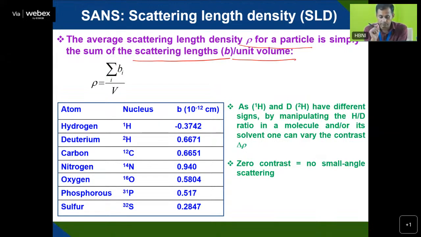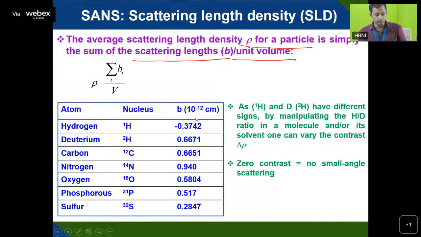So for a particular unit volume, how much neutron beam is scattering is expressed as the summation of b_i divided by V, which gives you the scattering length density, called SLD. You can see this example: hydrogen, surprisingly, has a negative SLD.